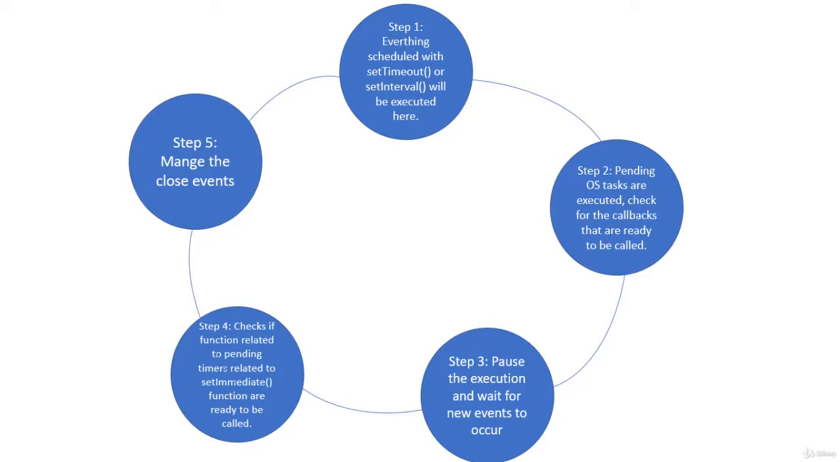So this is the complete loop of an event loop, okay? These are the 5 steps that are involved in the event loop. I hope that you get an overview of the event loop, and this is the purpose of creating this video, just to give you an overview of the event loop. So I just summarized the event loop.